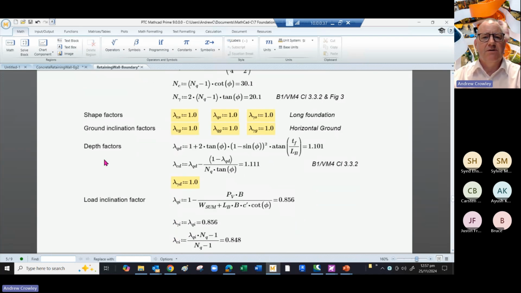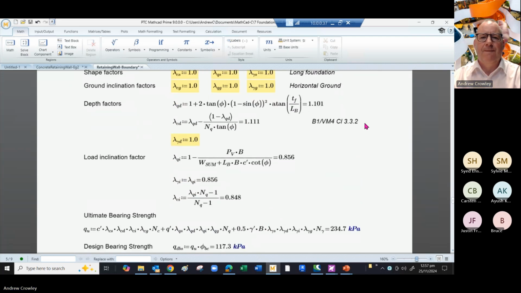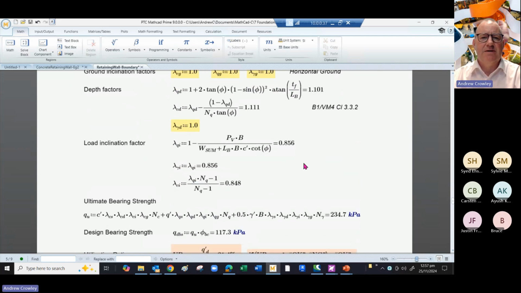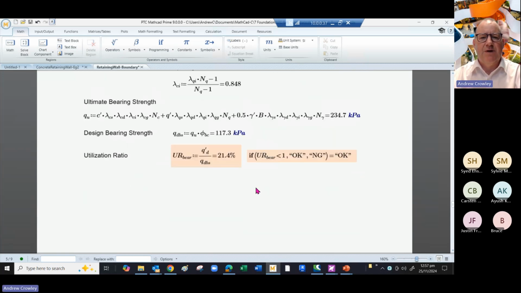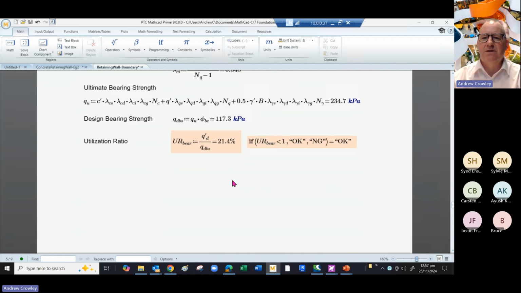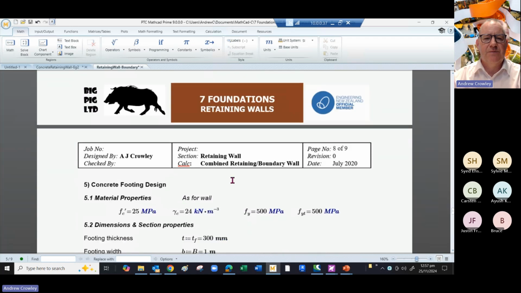We're looking at horizontal ground, so our ground inclination factors are 1. We've got depth factors calculated and our load inclination factors worked out from the loading above, which gives us an ultimate bearing strength of 234 and a design bearing strength is 117. So our bearing strength utilization is 21% based on that. So we're okay with that.